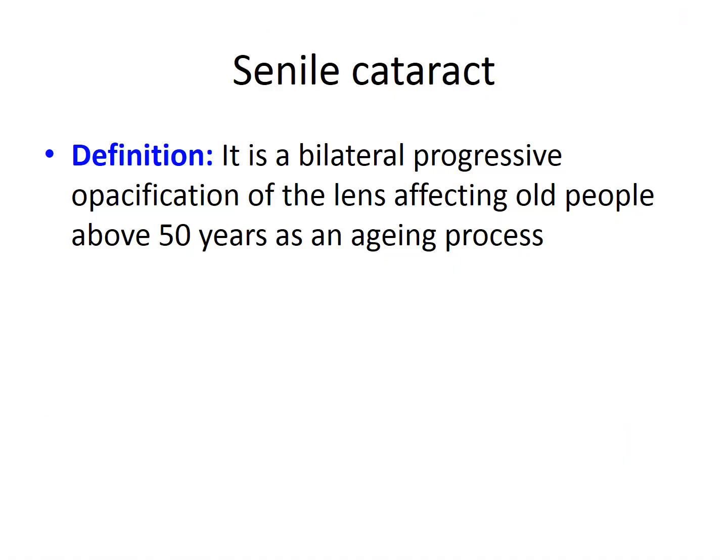What is the senile cataract? The senile cataract is a bilateral progressive opacification of the lens affecting all the people above the age of 50 years as an age-related process.